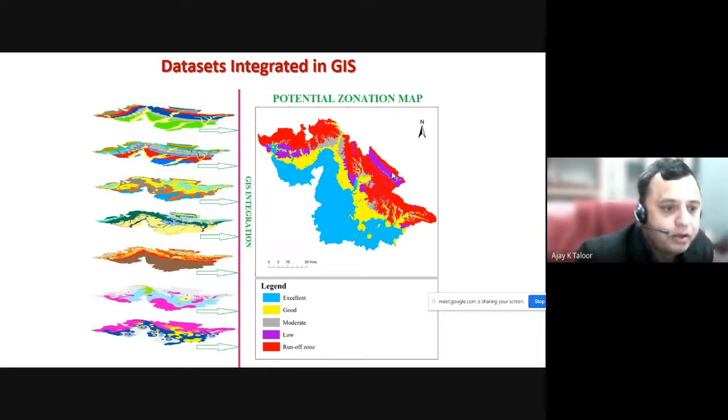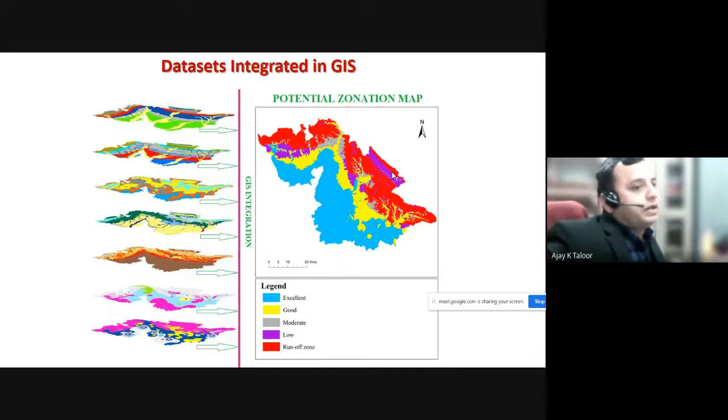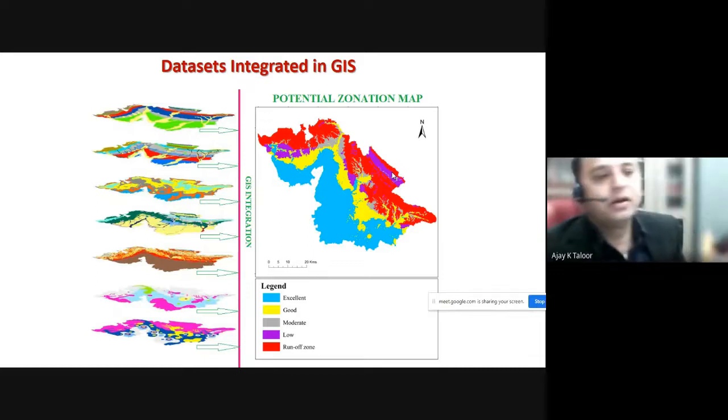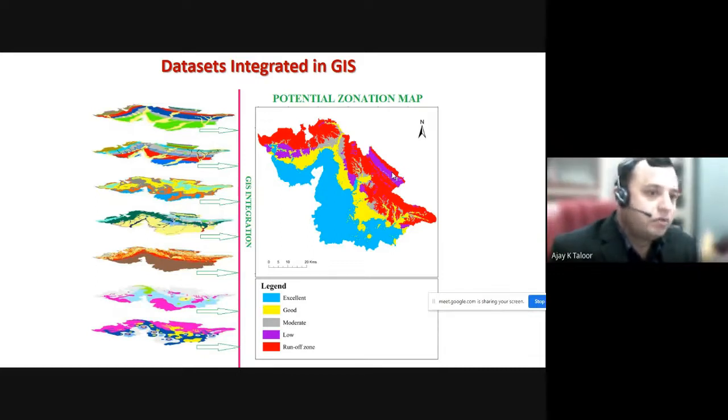So by clubbing all these evidential themes, we get here the groundwater potential zones map. Water availability in this area is very high, which is known as the excellent zone, then good, moderate, and low. People have been doing groundwater prospecting from the 1980s to 2020, getting the groundwater potential zones in different ways for their particular study areas.